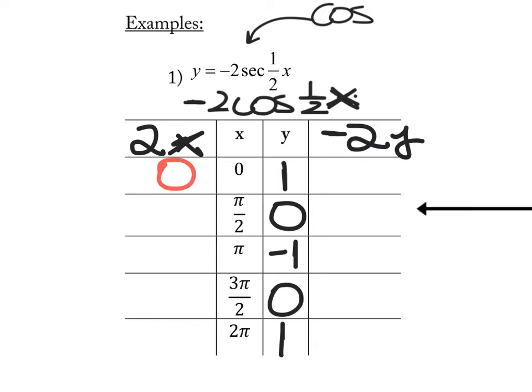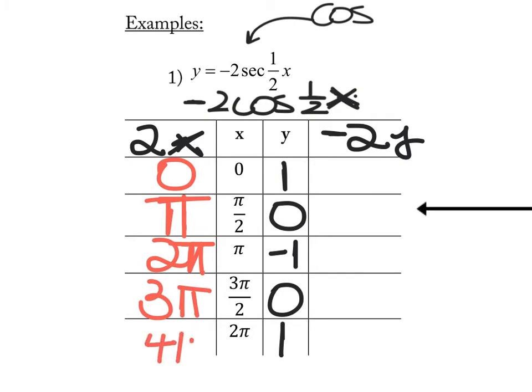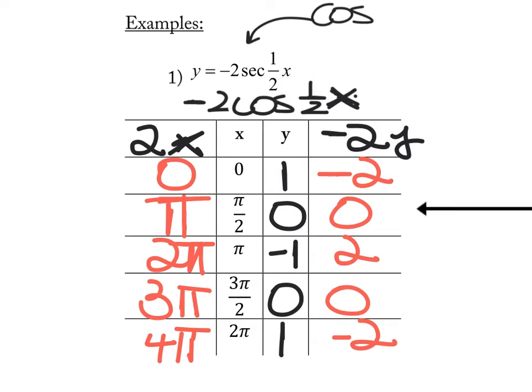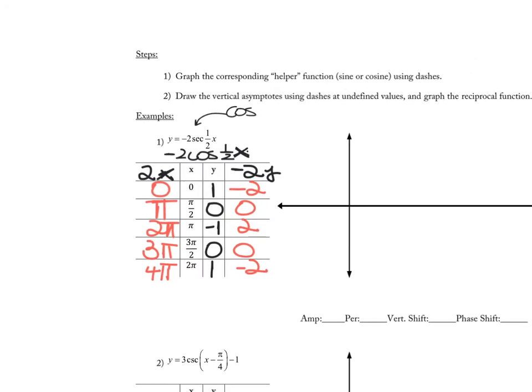We get 0 here. Pi over 2 times 2, the 2's cancel. We just get pi. This one's going to be 2 pi. The 2's will cancel here. We go 3 pi, so clearly this is increasing by pi. Here we get 4 pi. Okay, next we get -2, 0, +2, 0, -2. And let's go ahead and graph that cosine version of the graph.